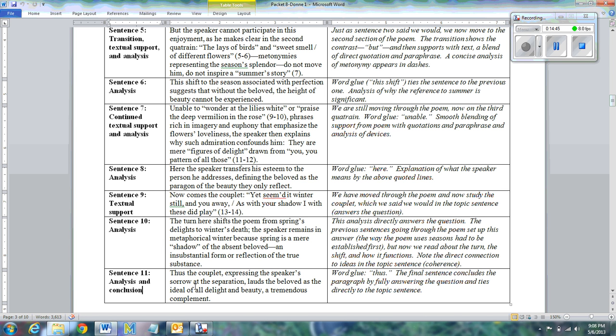Finally, the last sentence is analysis and then a conclusion that ties back to my answer to the question. Thus is a great word. Thus, therefore, it shows your reader that you're coming to the conclusion. You're done with your analysis. You're bringing it together. It's a signal for that. Thus, the couplet, expressing the speaker's sorrow at the separation, lauds the beloved as the ideal of all delight and beauty, a tremendous compliment. What was it I started with here?